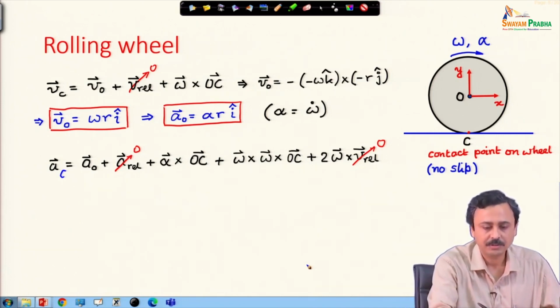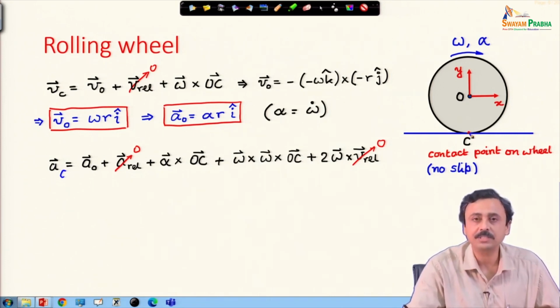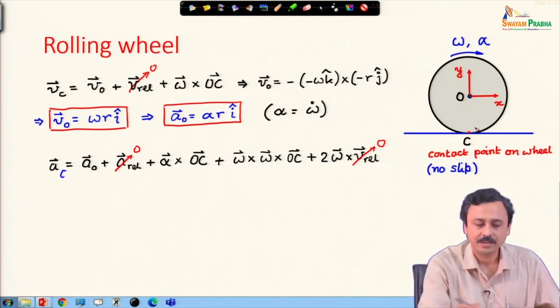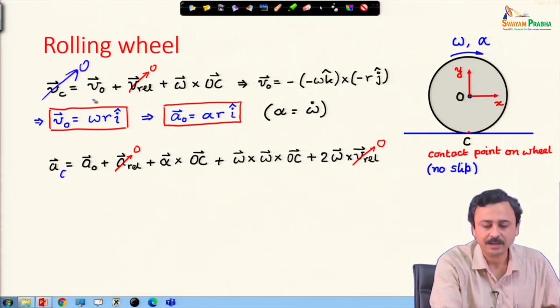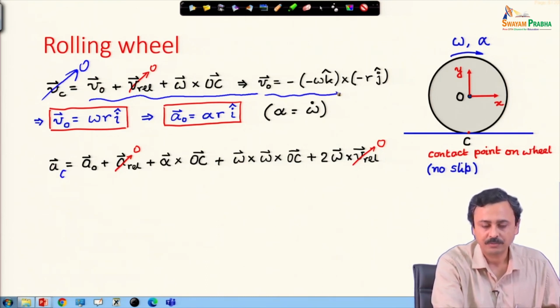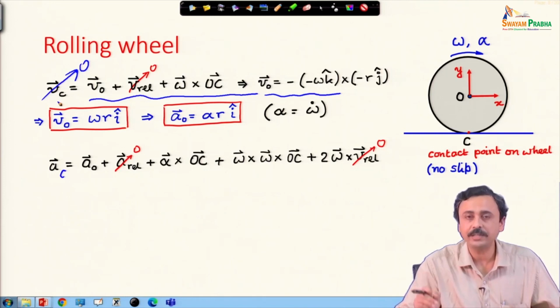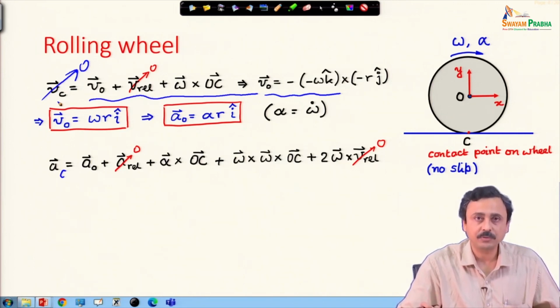Here you see velocity, because C is a point of the wheel currently in contact with the ground, it does not have any velocity. So, the velocity of C is actually 0, and that is how we have used it and found V naught. Vc is 0. Why? Because it is in contact with the ground, the ground has 0 velocity, it is not moving, the absolute velocity of the ground point is 0.